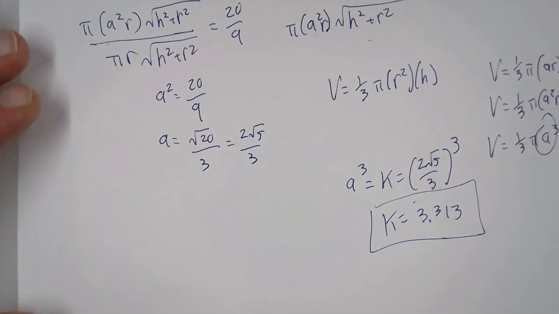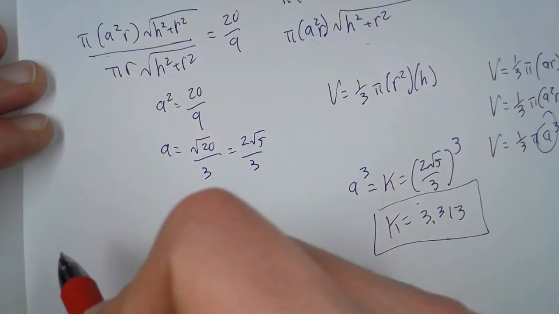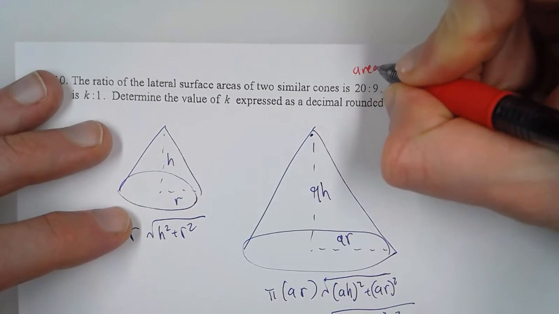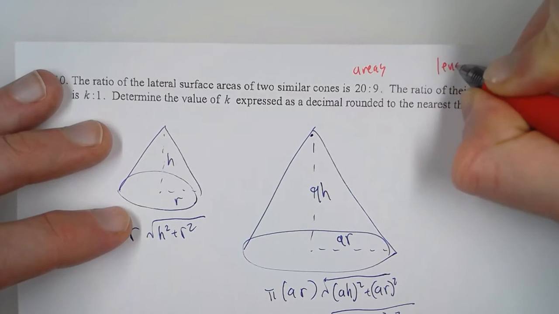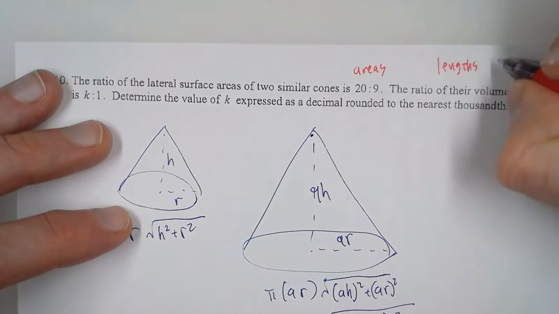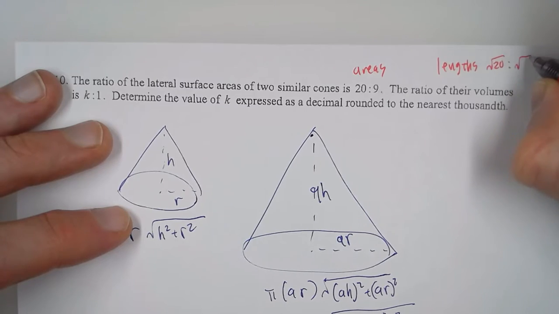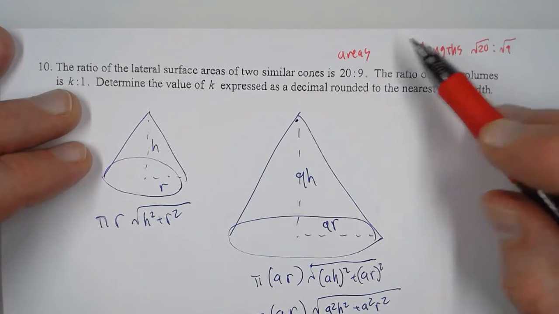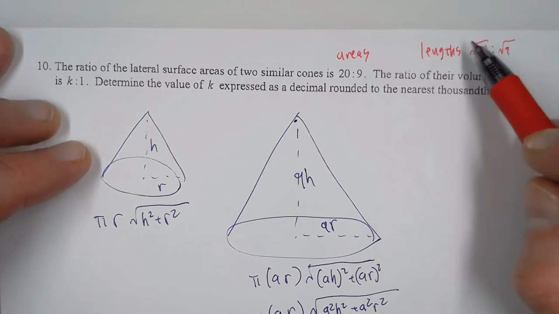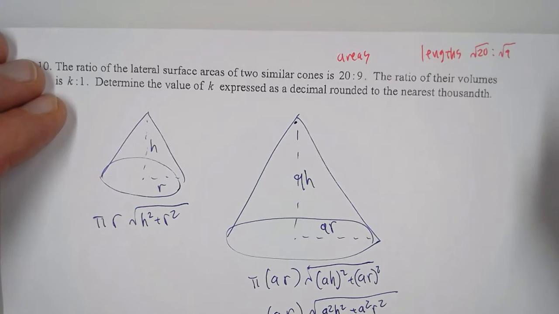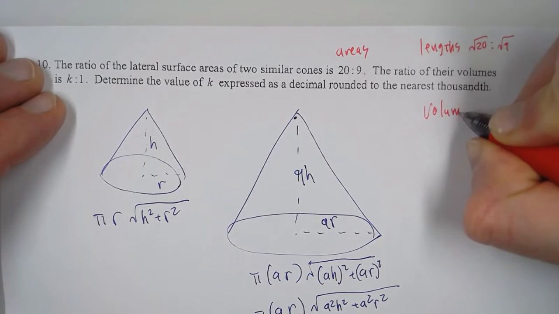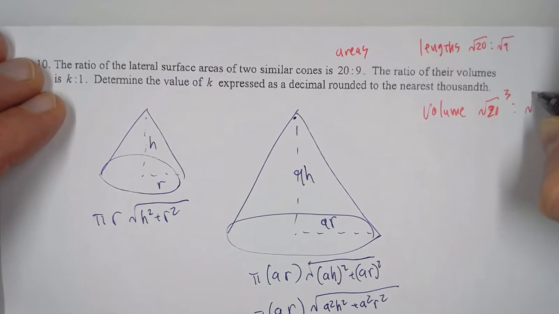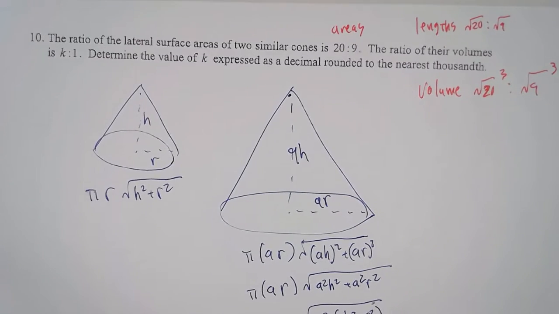Now, I want to point out a slightly quicker way you could do this, and that is the areas are in this ratio. So that means the lengths are in a ratio of square root of 20 to square root of 9. Because area is a square unit, length is not, so you take the square root. The volume is a cubic unit. So volume is just going to be square root of 20 cubed to square root of 9 cubed. That's going to be the ratio.